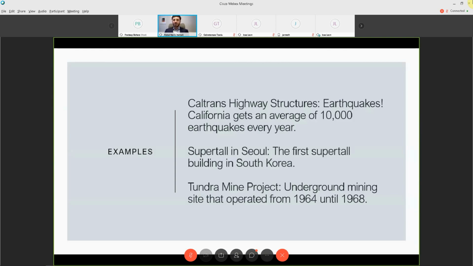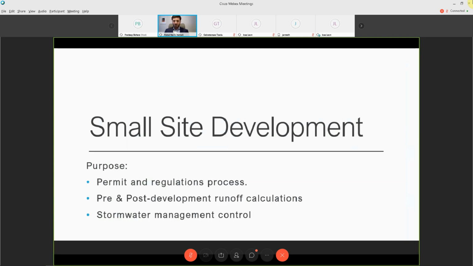Examples of some of the topics we found were Caltrans highway structures, which was about earthquakes hitting California and the effect on the infrastructure and the streets. The second one was Super Tall in Seoul, the first super tall building in South Korea, which had challenges that we had to go through from an engineering point of view. The third one was the Tundra Mine project, which was abandoned at some point and left environmental issues because nobody was taking care of it. Next slide. So that was the first project.